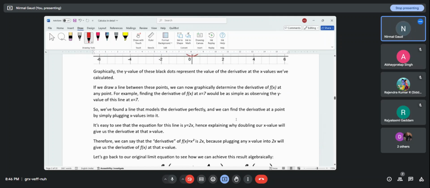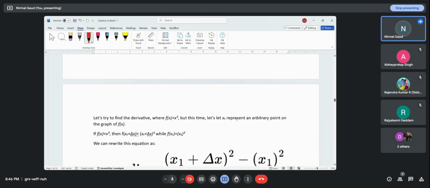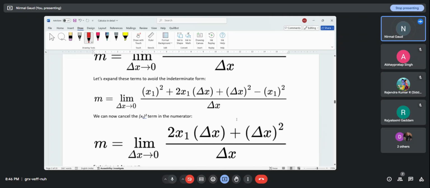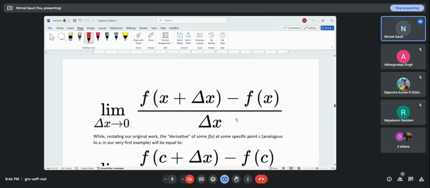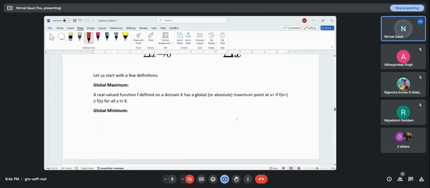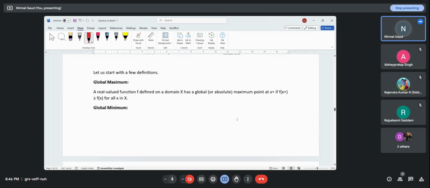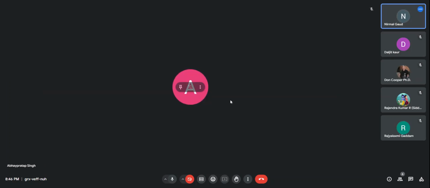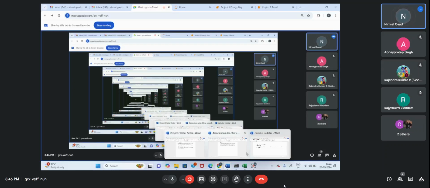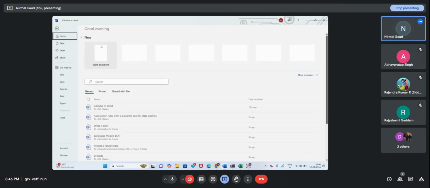These are the limit formulas that we have seen just now. Now the next term is very important: minima and maxima. Let me share my entire screen and discuss more on it, because we should know why we are learning these concepts. What's the requirement?